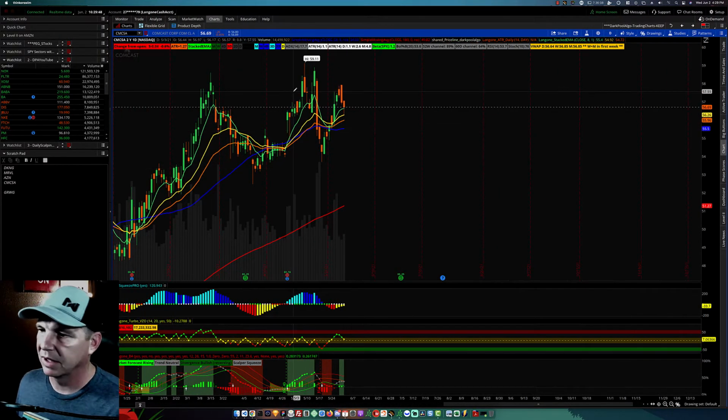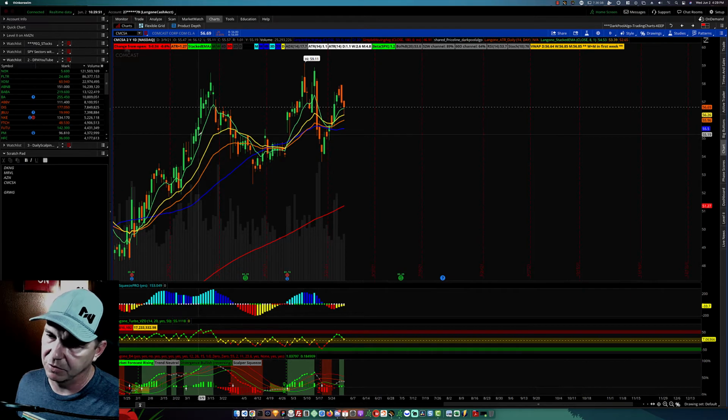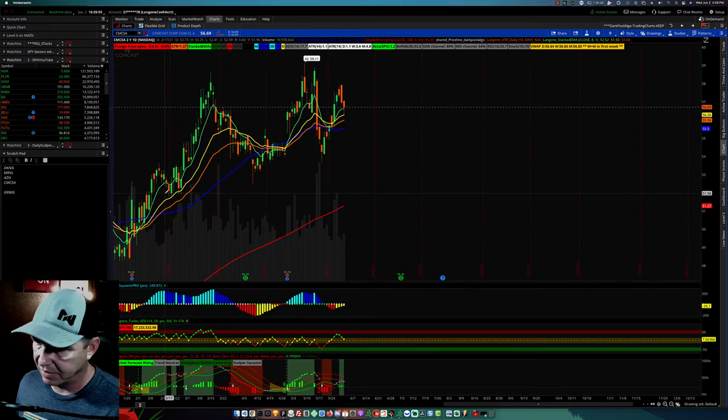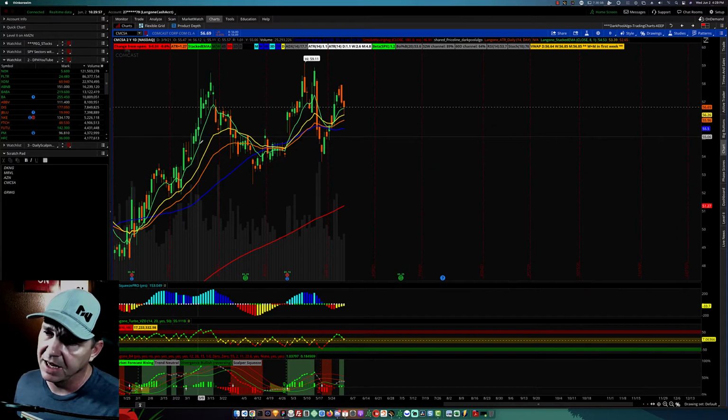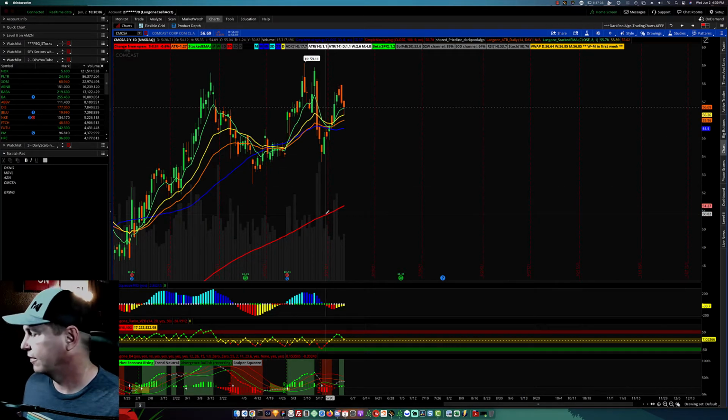My chart setups are really easy. I use exponential and simple moving averages. I'd use the 8, 21, and 34 exponential, so green, yellow, orange. Blue is the 50 SMA, and red is the 200 SMA.